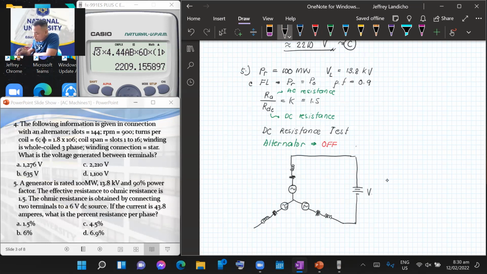This will be our VDC. Then we measure the current supplied to the generator by this DC voltage. We place an ammeter, so what we measure is the current, IDC. Now what is the behavior of our alternator? Since it is off, the generated voltage in each phase is nil. There is none, so it is just shorted.